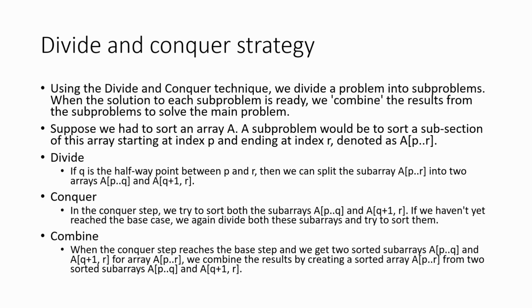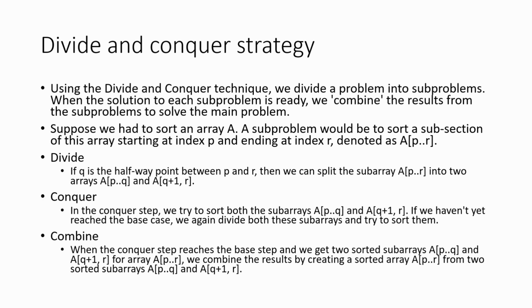Then we try to sort both subarrays, so you've got two subarrays in this problem, from P to Q and then Q plus 1 to R. If we haven't yet reached the base case, we again divide. So you keep dividing until you get to the base case. When the conquer step reaches the base case and we get two sorted subarrays, we combine the results by creating a sorted array from the two sorted subarrays.